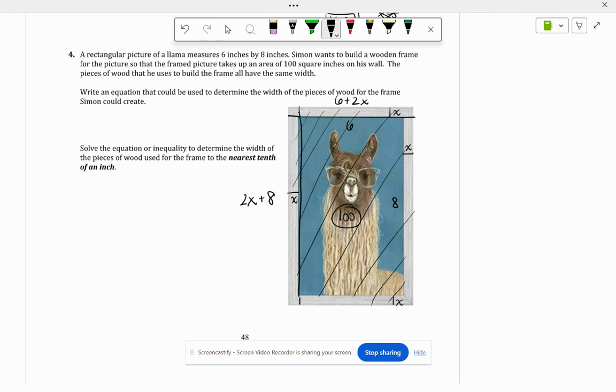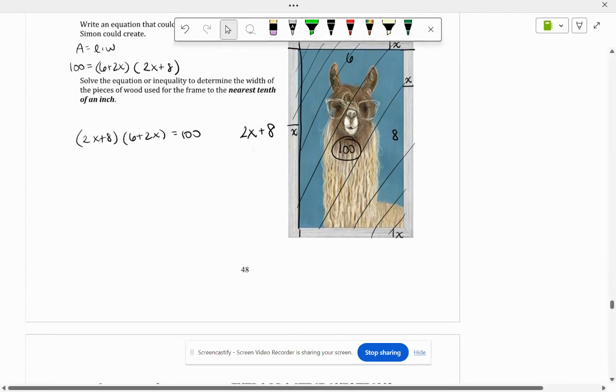Write an equation that could be used to determine the width of the pieces of wood for the frame Simon could create. So we have area is equal to length times width. The area of the whole picture is 100. The length of the whole picture is 6 plus 2x, and the width of the whole picture is 2x plus 8. All right, so that's our equation. Sweet. Solve the equation to determine the width of the pieces of wood used for the frame to the nearest tenth of an inch. So now I've got (2x plus 8) times (6 plus 2x) equals 100.